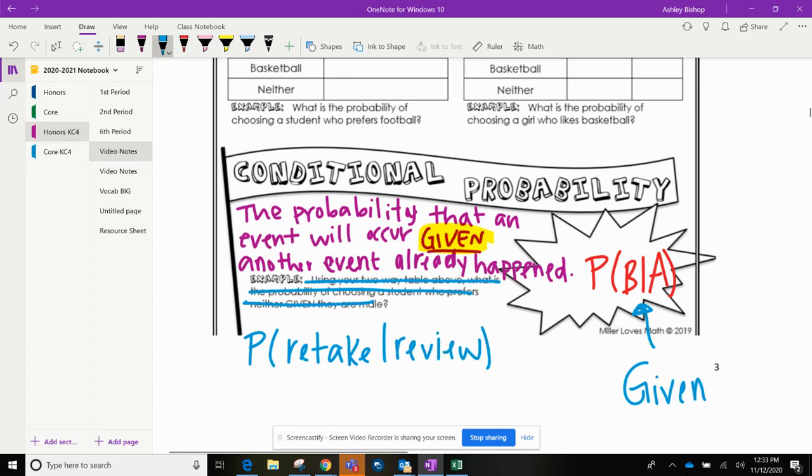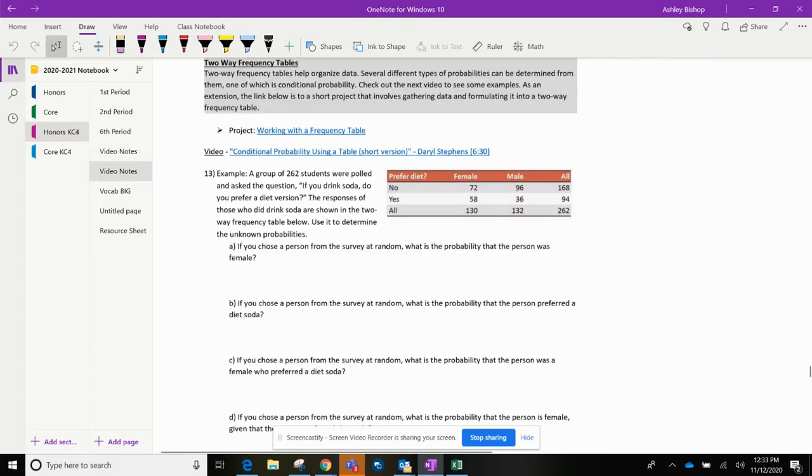Okay, so again, that line means given. So just keep that in mind, that given, that condition needs to be met first. It needs to happen first. And like I said earlier in class today, we are cutting out a lot of Target C just so we can finish this semester on time. And so I'm just going to teach you conditional probability as it pertains to two-way frequency tables.